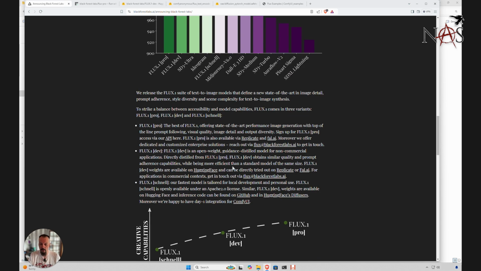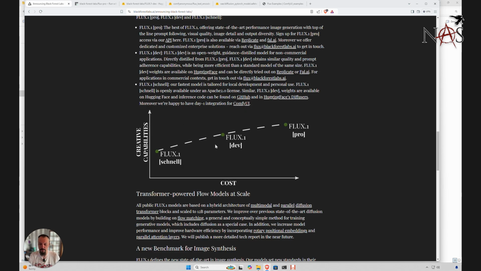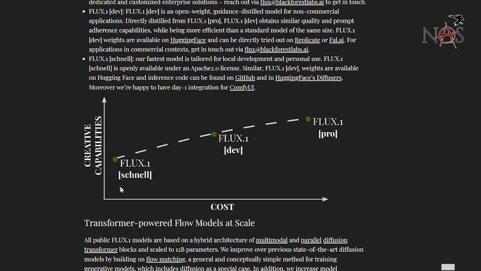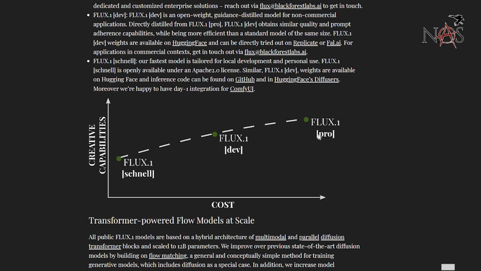We'll jump down. You can read all this fun stuff, but this is probably the most important one, the cost. How good it is versus how much this thing's going to cost. Schnell can run pretty much on any machine, even CPU-based. Dev, you really want to have a nice GPU to be able to get these images to generate in a timely manner. And then Pro, they're saying the cost is just way higher for a nominal difference between Dev and Pro, which makes sense.